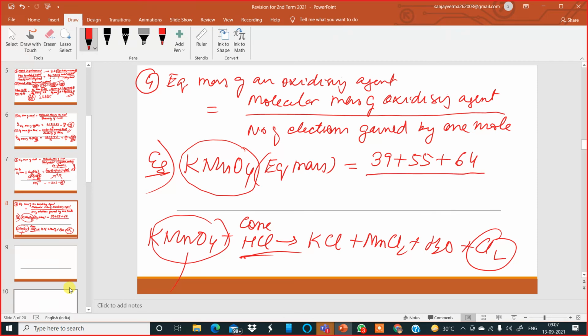If you look at the number of electrons gained that we have learned from the redox reaction chapter, I have taught you how to balance ionic equations, like for the permanganate ion, MnO4 minus. If you balance the equation, this MnO4 minus is becoming Mn plus 2, along with water also. So I put water over here. To balance the equation, it is an acidic medium.